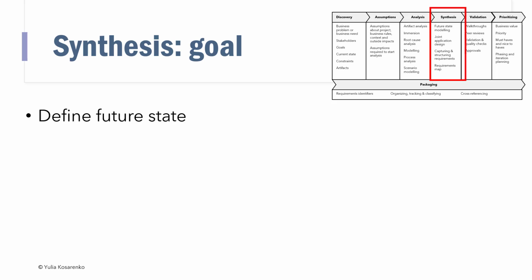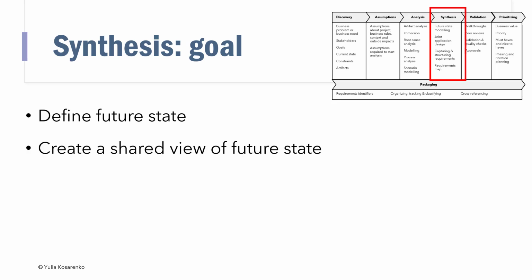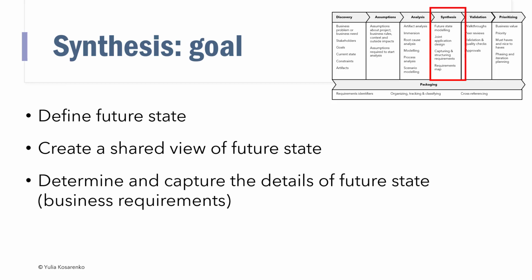We want to define the future state, again, maybe starting with high level and going down. We want to create a shared view of future state, right? At this stage, all of these different stakeholders need to come to a shared agreement. So it's not just you, the business analyst, figuring out what the solution should be like. It should be a shared understanding.